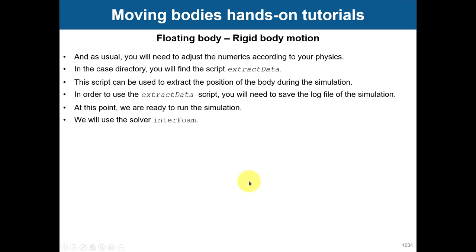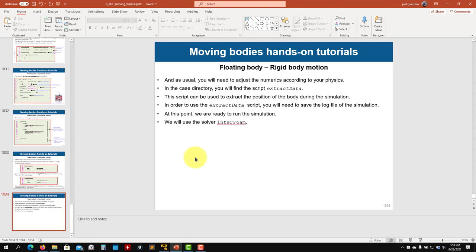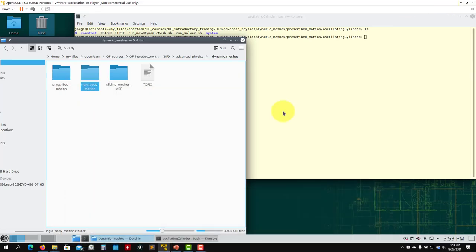It's relatively easy. And this is compatible with all the solvers that accept these dynamic meshes. So here you have some final comments. See that here we're going to use it with interFoam using free surface, and also you can enable turbulence models and so on. So as you go here, rigid body motion, you have 2 cases. We're interested in this one, falling object.